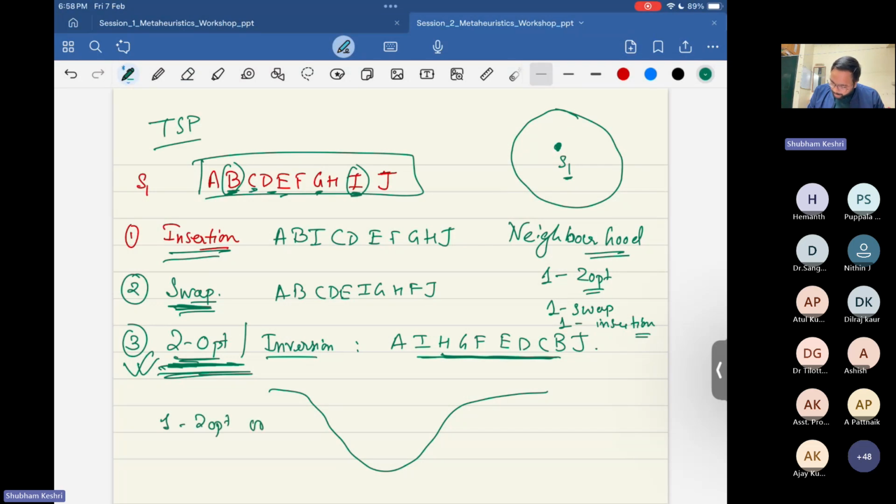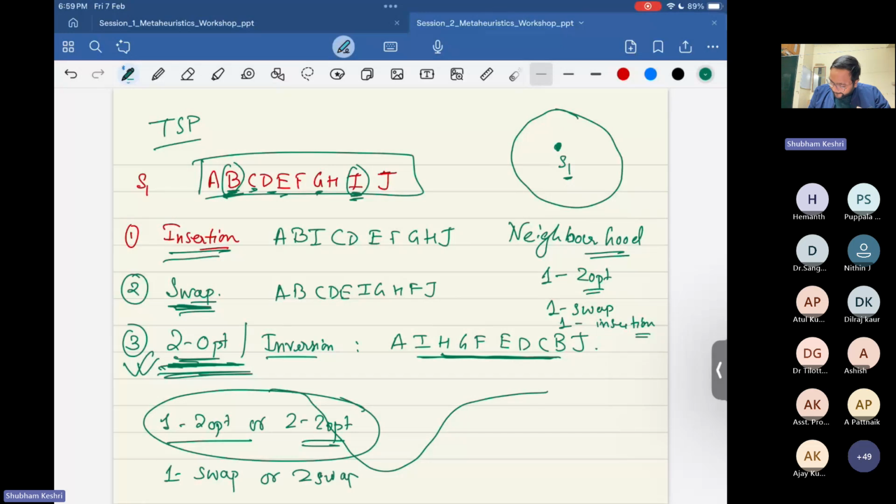My neighborhood will be either the 1 2-opt operator or the 2 2-opt operator. So all the solutions I can reach with either 1 2-opt or 2 2-opt, that is, by doing one swap or two swaps from this solution, will be my neighborhood. You're enlarging your neighborhood. So if you enlarge your neighborhood, computation time increases.